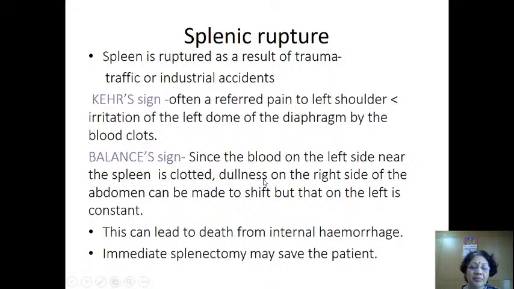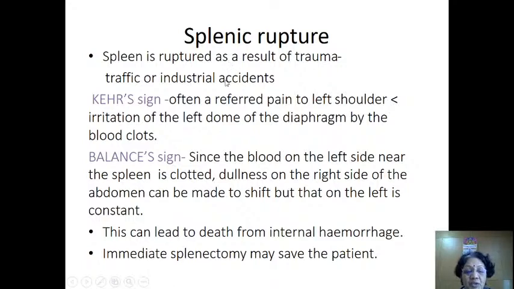The other thing which can happen is that on the left side there is blood, because the spleen has oozed and it has clotted. When you percuss the abdomen, you feel a dullness throughout. But on the right side, if you ask a patient to turn, the dullness shifts, and you can get a resonant sign if the patient turns. But on the left side, even if the patient turns, the dullness doesn't go away. You don't get a resonance. That is called Ballance's sign.